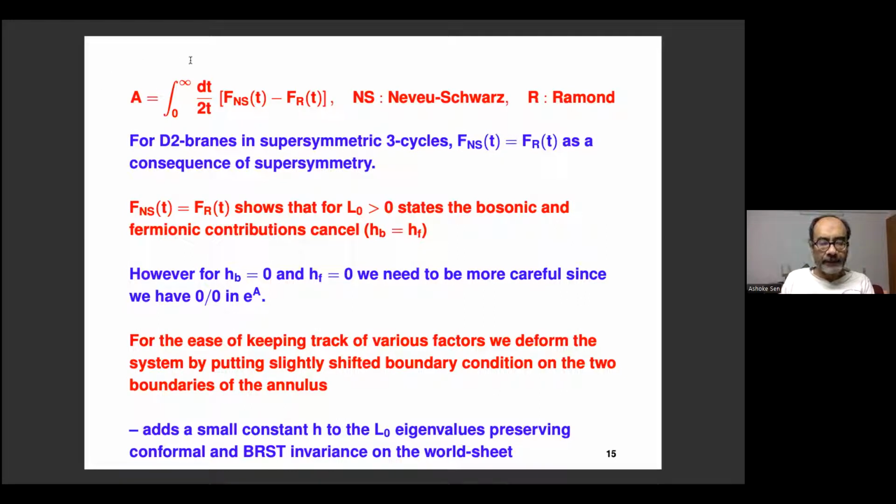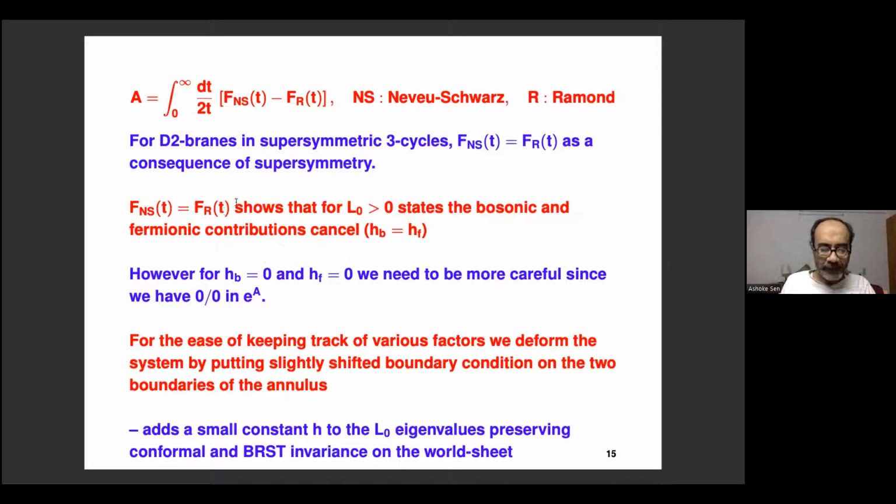So here is the expression for the annulus. It's a difference between the contribution from the Neveu-Schwarz and the Ramond sector. Now, one can argue on general grounds that for D2 branes on supersymmetric 3 cycles, these two are actually equal. This we can show by supersymmetry. Now, the fact that these two are equal doesn't mean that A is 0, for the reason that I mentioned earlier. But it does show something that is useful.